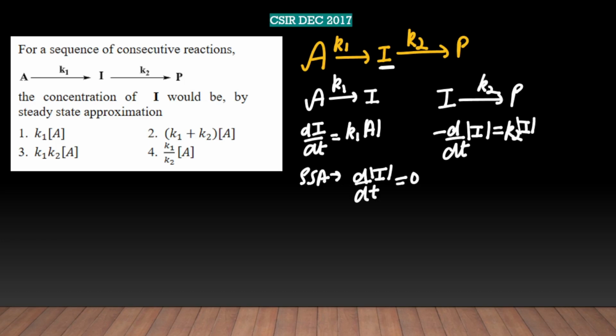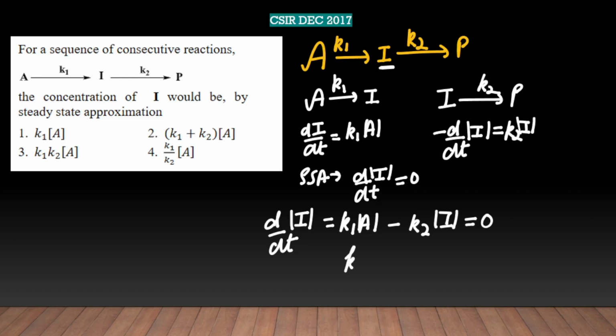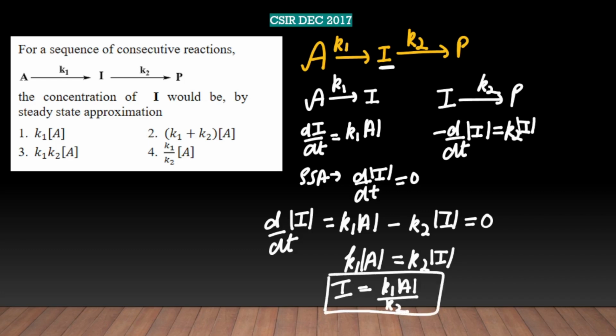So combining these two, d[I]/dt will be equal to K1 times A minus K2 times the I concentration. This is equal to 0. So K1 times A is equal to K2 times I. From here we get the I value as K1 times A upon K2. So this is the I value you are getting, K1 by K2 into A. That is option 4. It becomes the correct answer for this.